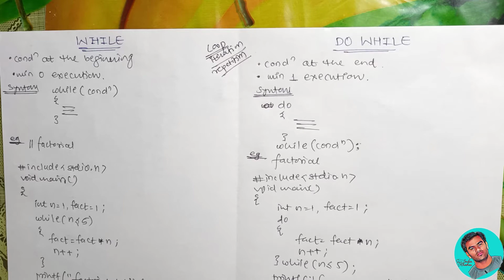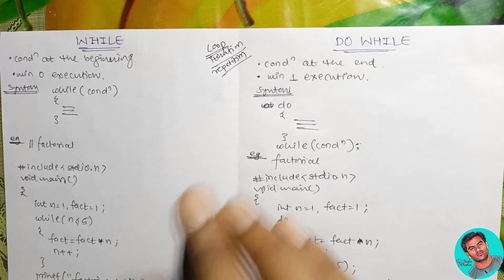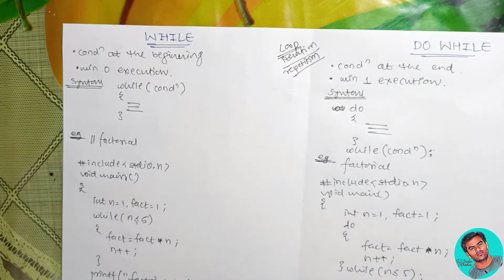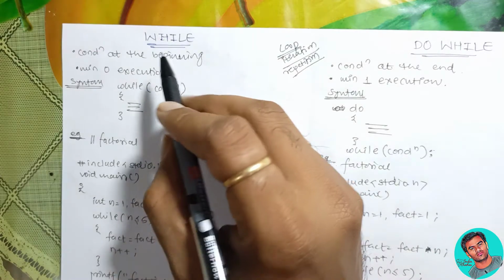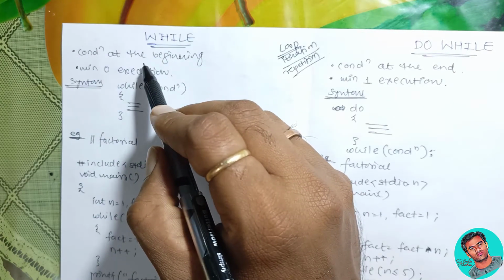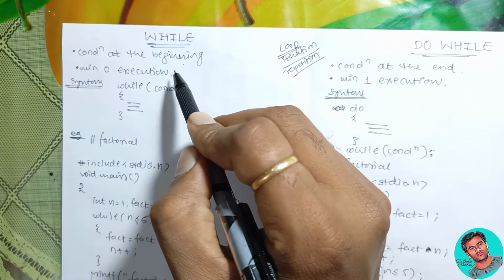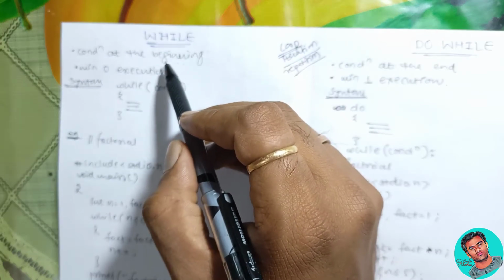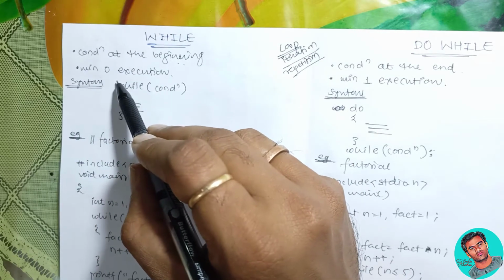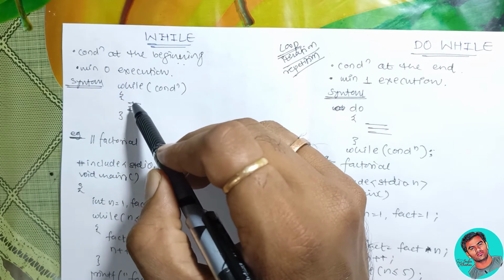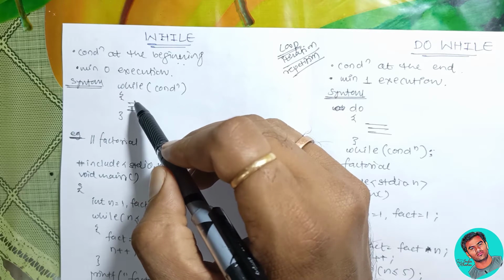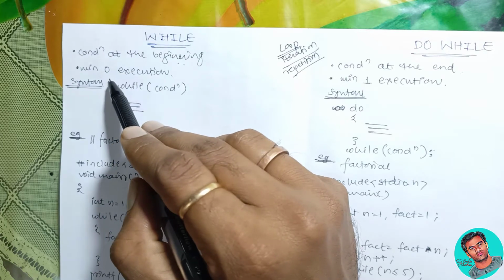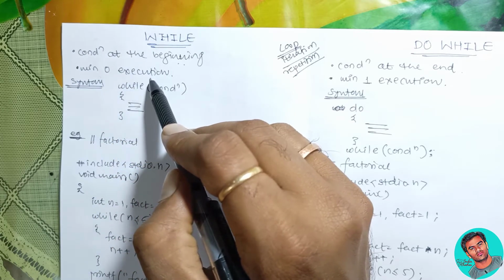First we check what the while is, and then we will look at do while. So what is the while? In a while statement the condition gets checked at the beginning. And the minimum zero executions is possible with a while statement. I'm going to explain why later, but just remember this: the condition gets checked at the beginning and a minimum of zero executions can be done with the while statement.